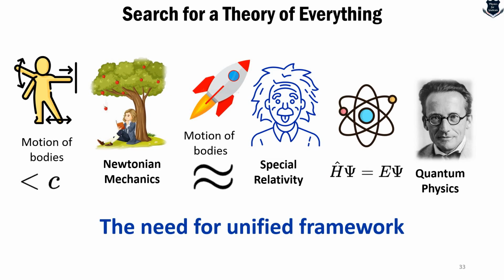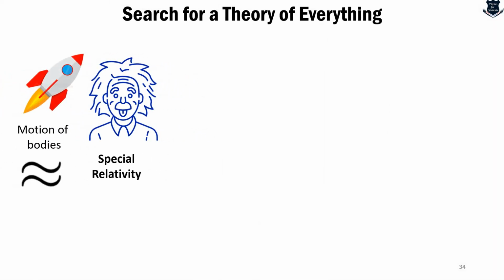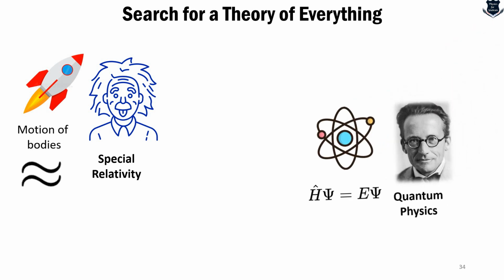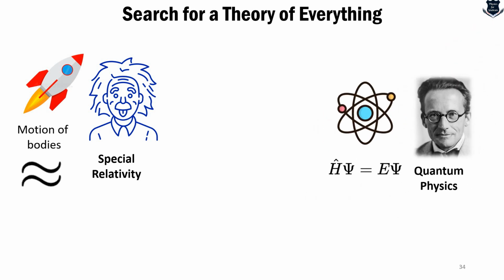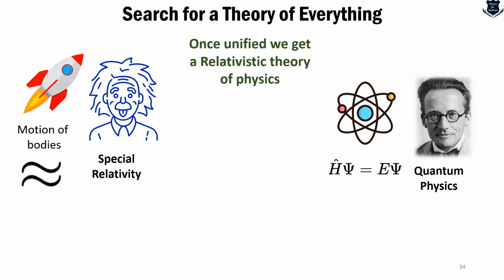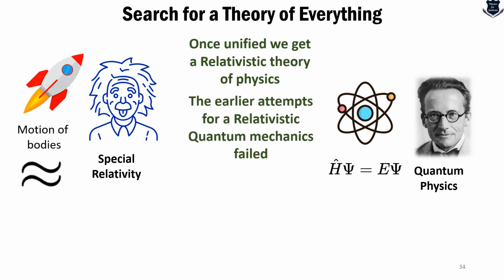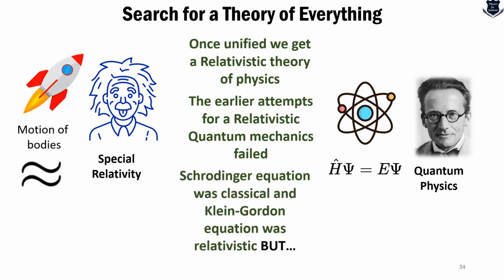unified framework. So in order to unite the motion of bodies which are traveling close to the speed of light, and the quantum world, which I would say is still dictated by Schrodinger's beautiful equation, we need a relativistic theory of quantum physics. So I was telling you, what do we mean by a relativistic wave equation? There were earlier attempts at a relativistic quantum mechanics, the Schrodinger equation, the Klein-Gordon equation, but I mean to say there were certain problems which we are going to explain.